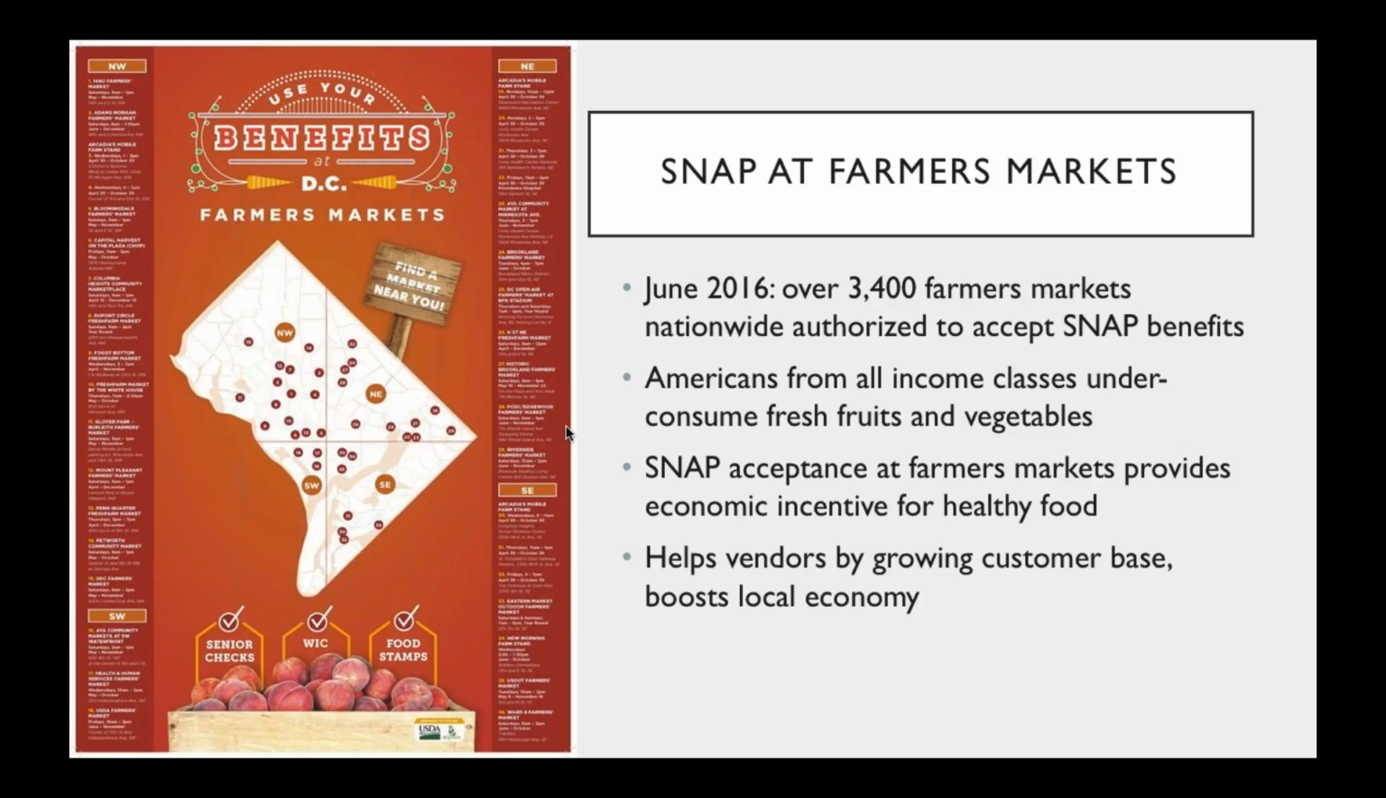Because Americans from all income classes underconsume fruits and vegetables, and it's especially hard for people living in poverty to obtain enough nutrition, enough fruits and vegetables, because these products, especially fresh fruits and vegetables, often cost more and are harder to access. So in order to attract and accommodate more SNAP customers at farmers markets, it's a great program to have this acceptance of SNAP.